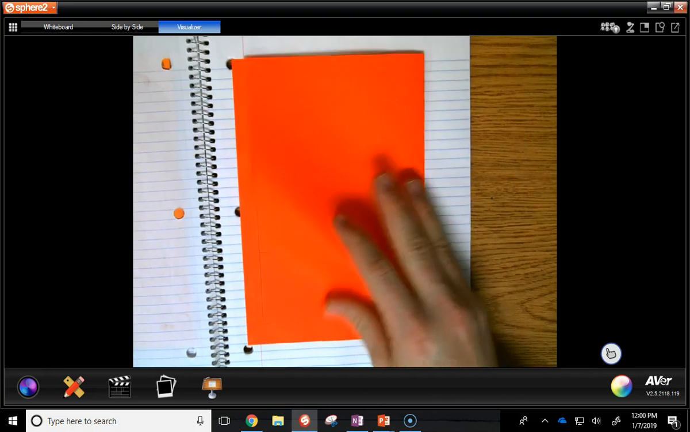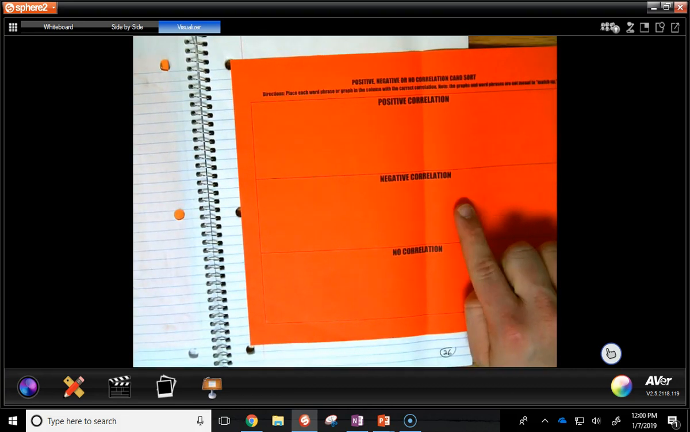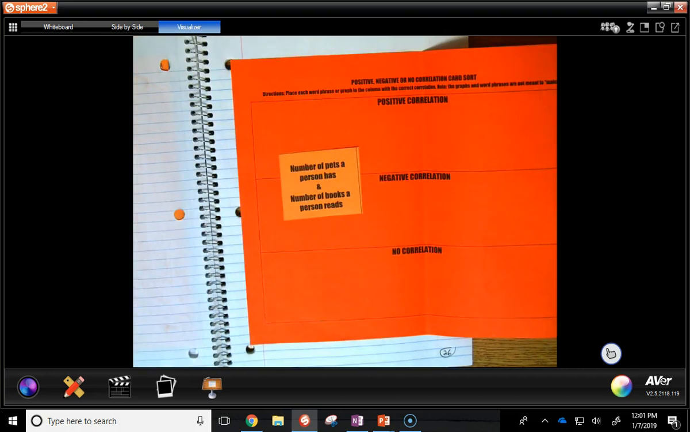If you look at this, I'm going to come around and give you 12 cards. Everyone's going to get 12 cards. If you look at it, it says positive correlation, negative correlation, no correlation. So when I give you this first card, it looks like this.